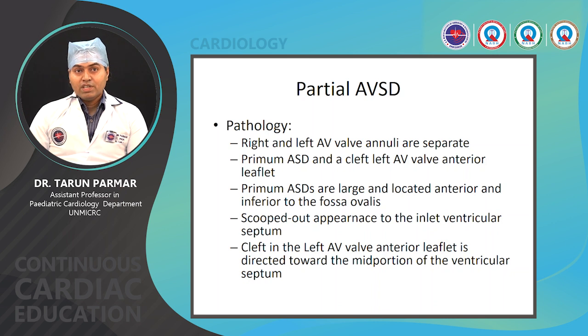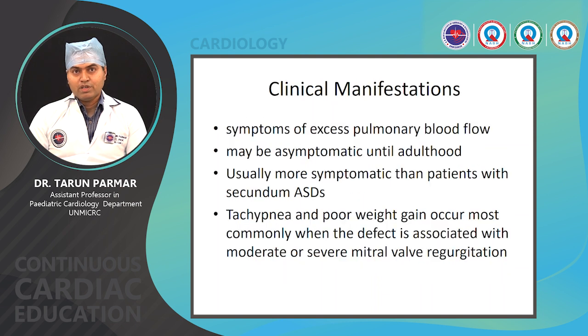So coming to the partial AVSD, what is the pathology? The right and left AV valve annuli are separate. There is a primum ASD and a cleft in the left AV valve anterior leaflet. Primum ASDs are large and located anterior and inferior to the fossa ovalis. There is a scooped out appearance in the inlet ventricular septum, and the cleft in the left AV valve anterior leaflet is directed toward the mid portion of the ventricular septum.